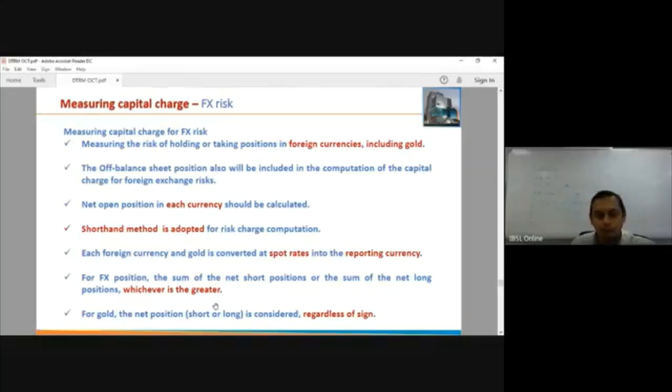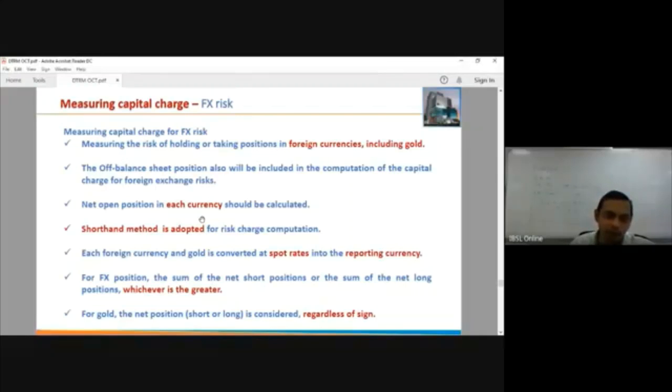Okay, so now I said each, you have to have separate column for each currency. So report your foreign currency assets in dollars, pounds, euro, yen, like that. Then foreign currency liabilities in dollars, pounds, euro, yen. Then you get your net open position in dollars, how much, and GBP how much, and euro how much, and Japanese yen how much, like that.